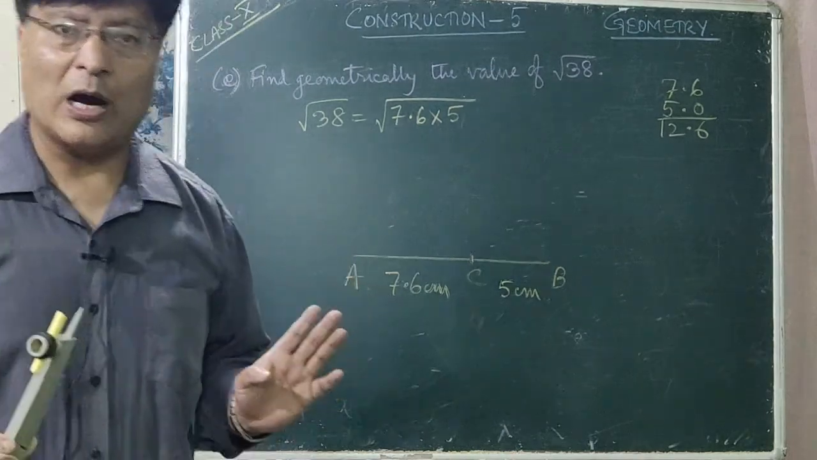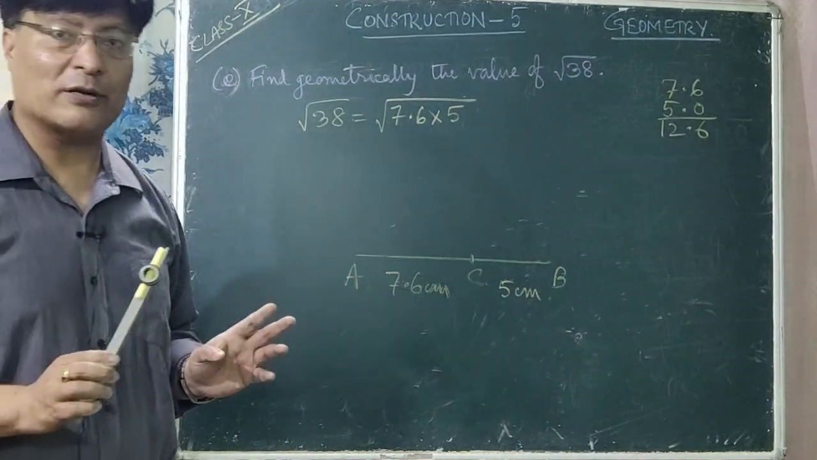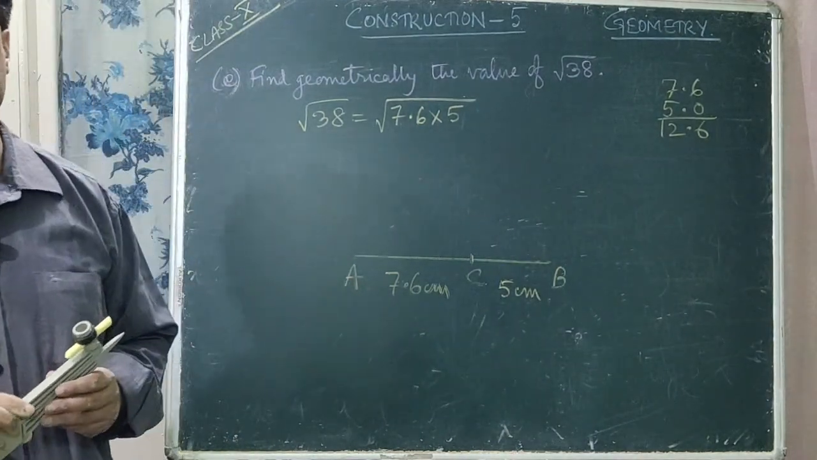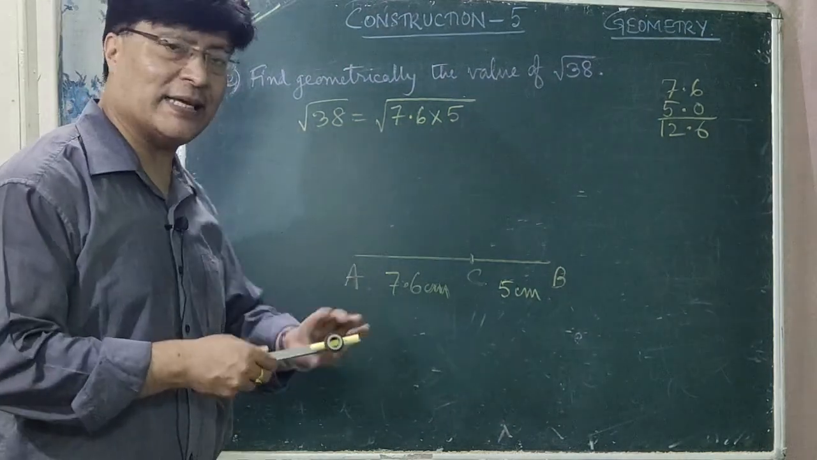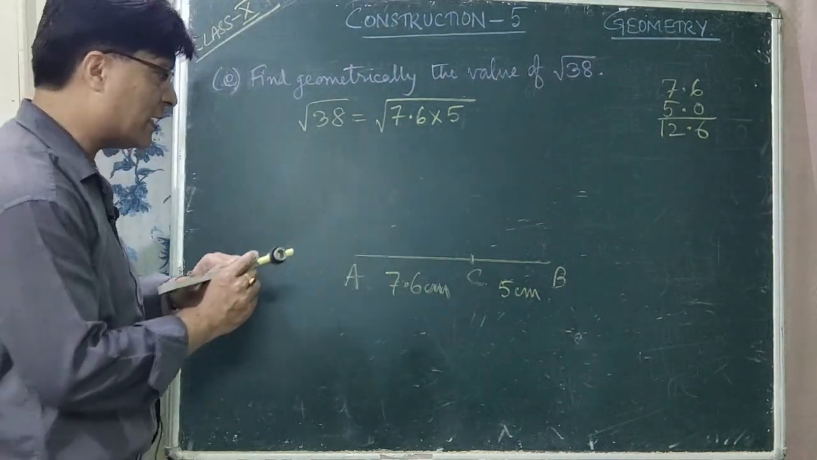Now you know how to draw a semicircle with AB as the diameter, right? That means you have to bisect the line AB. You know how to bisect it.